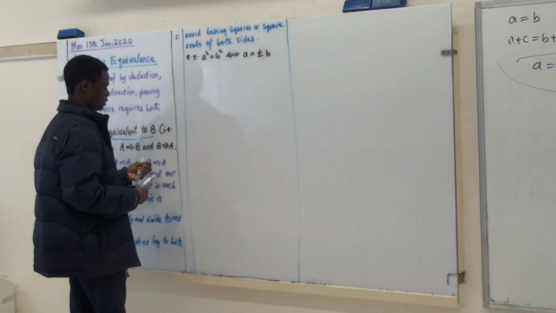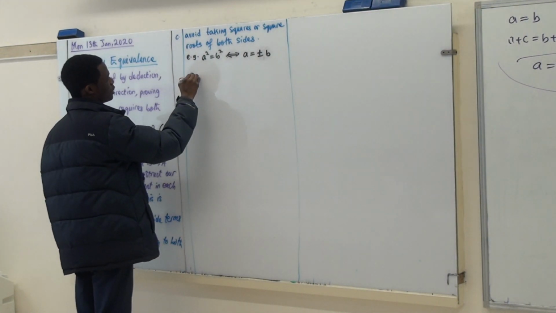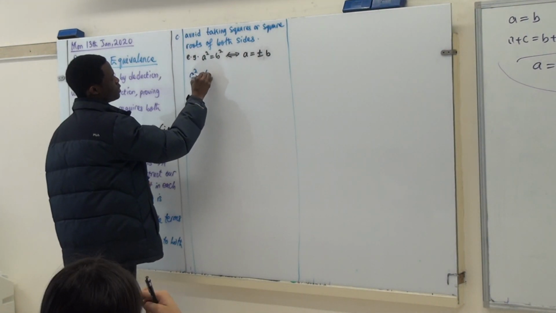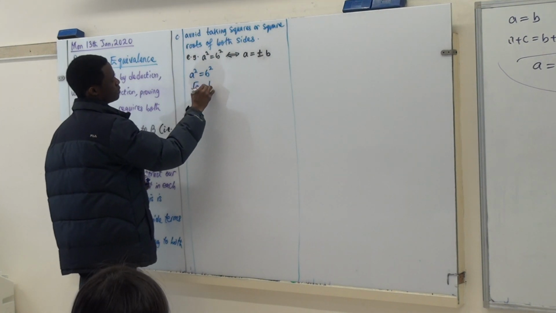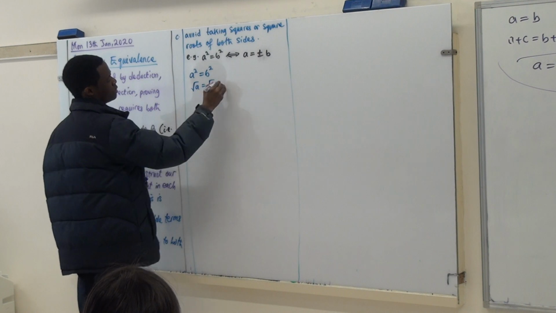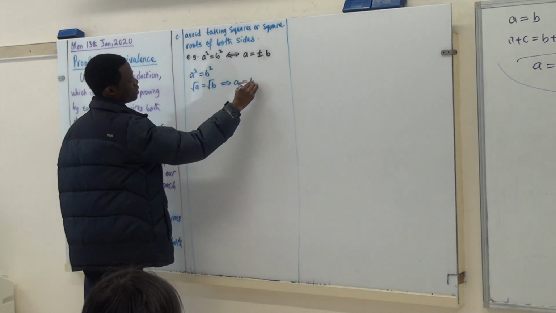However, if you actually just do A squared is equal to B squared, and you decide to take the square root of both sides, you might end up getting either A is equal to B.